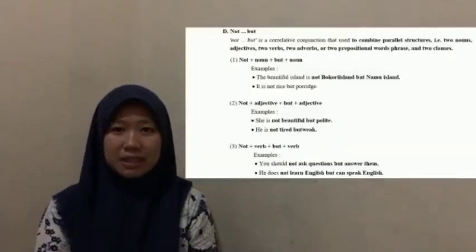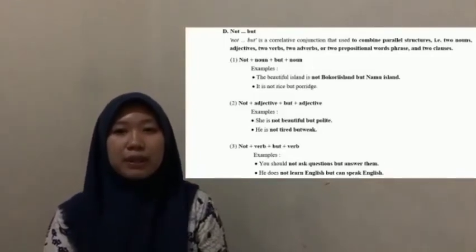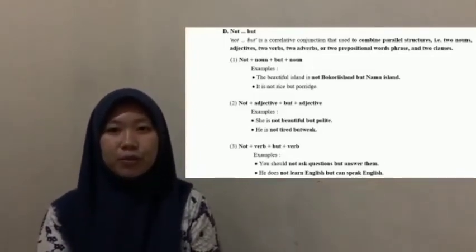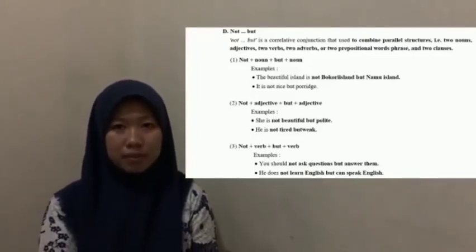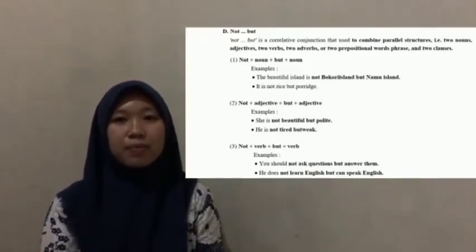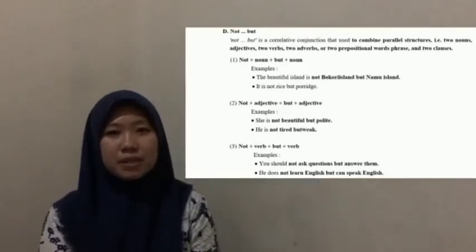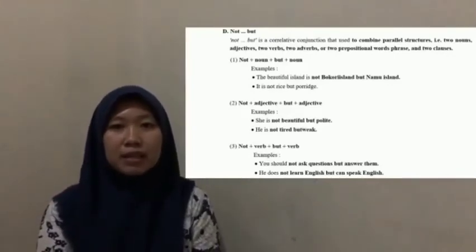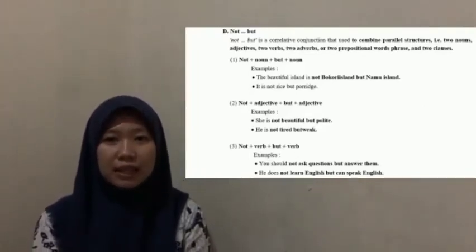Okay, last material, not but. Not but is a correlative conjunction used to combine parallel structures. For example, two nouns, two adjectives, two verbs, two adverbs, two prepositional phrases, and two clauses. The first pattern: not plus noun plus but plus noun. For example, the beautiful island is not Boer Island, but Namu Island.